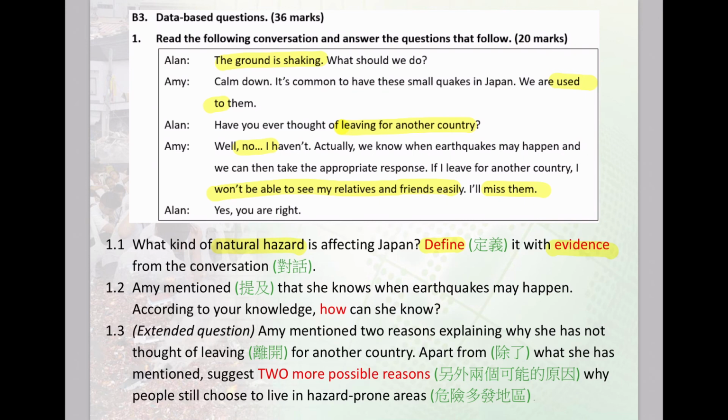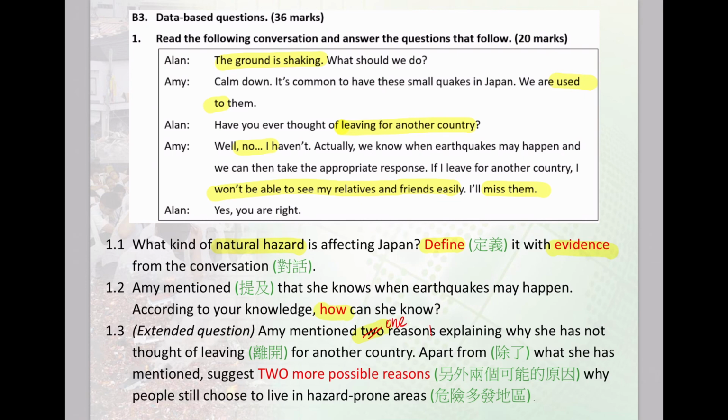Question 1.2. Amy mentioned that she knows when earthquakes may happen. According to your knowledge, that means according to what we have learned in this lesson, how can she know? Why does Amy know an earthquake may happen soon? From where? How does she know? Question 1.3. Amy mentioned 2 reasons. Explain why. It should be 1 reason only. Amy mentioned 1 reason. Explain why she has not thought of leaving for another country.